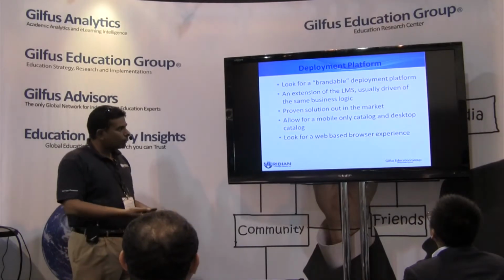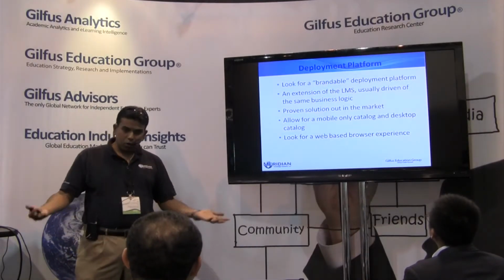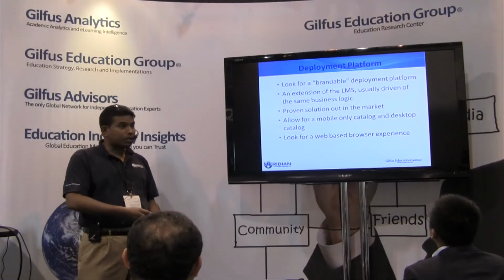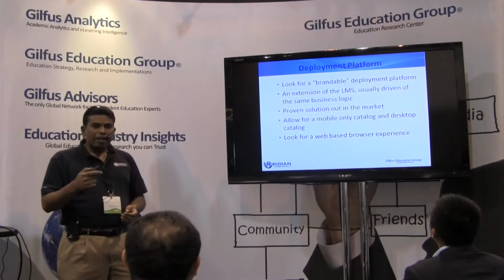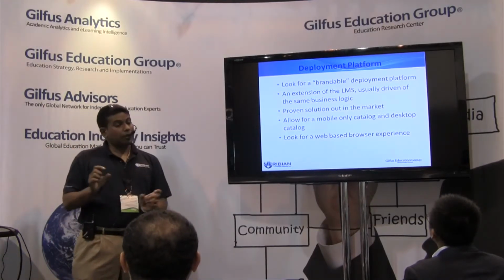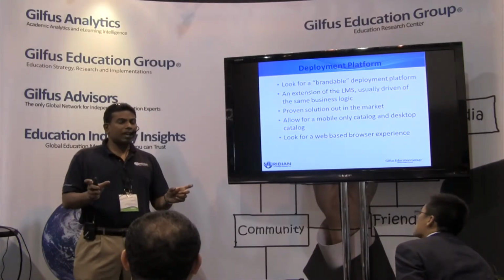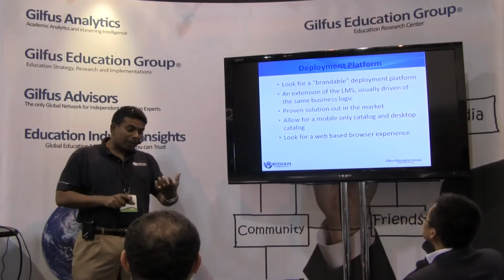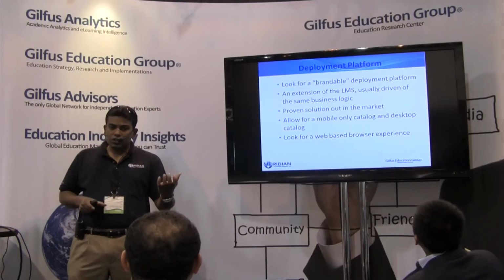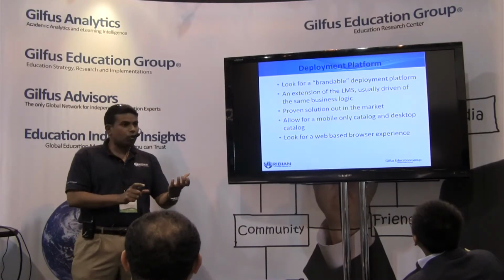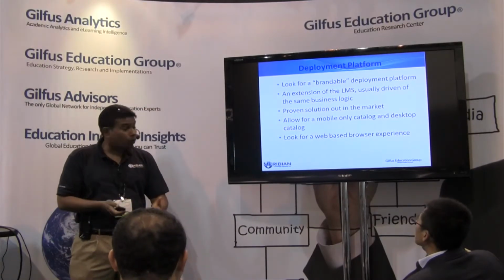Look for a proven solution out in the market. Everyone has a mobile offering. Make sure that it's actually been deployed with customers. And then make sure that your LMS can differentiate between a mobile-only catalog and a desktop-only catalog. So it's very important that if I want to access my course catalog, I don't see all 800 courses over there. I can see just the 4 or 5 courses that are specifically designed for a mobile phone.